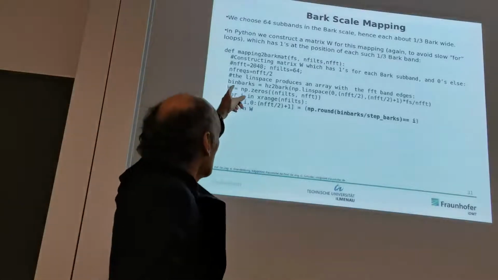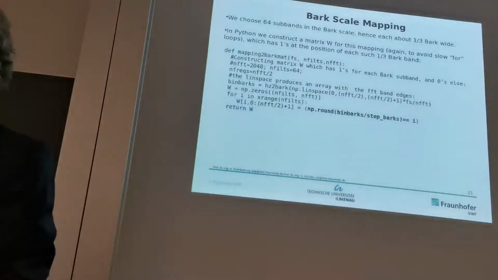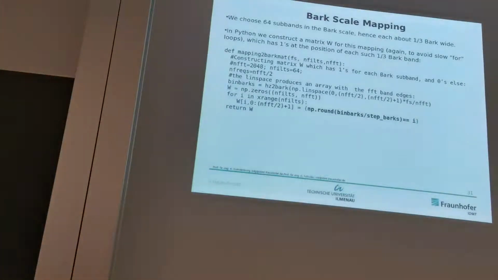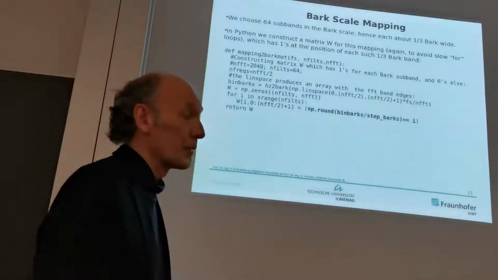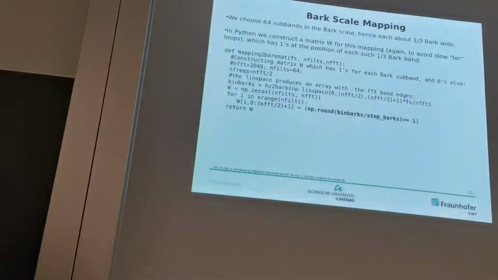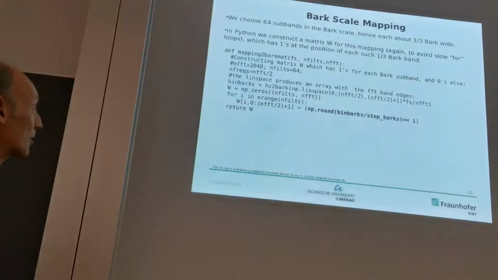So here's the function mapping to Bark scale, and it produces a matrix for doing so. I implemented it such that we have a matrix, and this matrix just collects a number of subbands from the FFT or MDCT output into one Bark band. And the higher the frequency, the more bands it collects into one Bark band. Since I try to avoid for loops for the processing, I just produce a matrix in the beginning, and then this matrix is doing the job of the for loop instead. So this function produces this matrix, which we set up in the beginning.